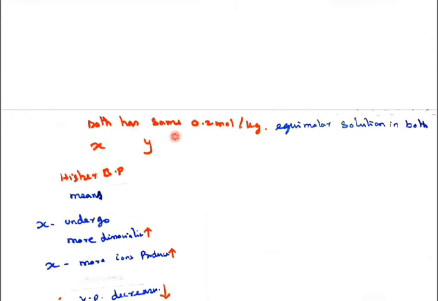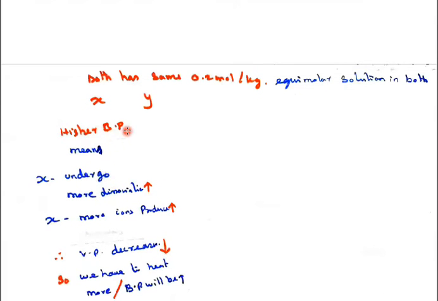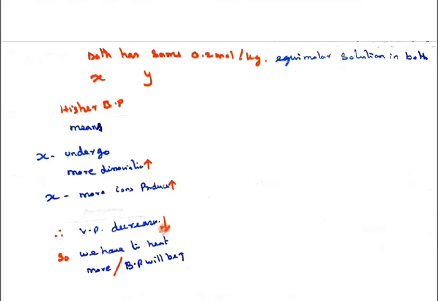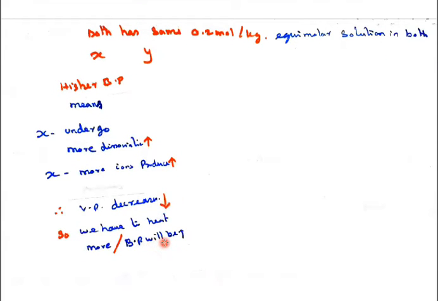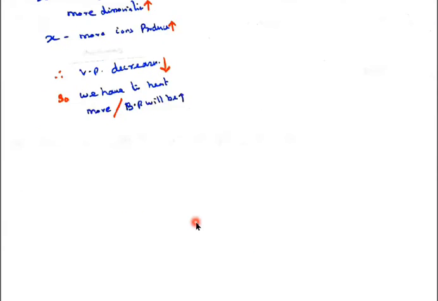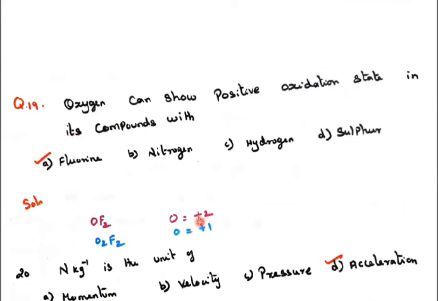Here both X and Y are 0.2 m per kg equimolar solutions. A higher boiling point means X undergoes more dissociation and more ions will be produced. So the vapor pressure decreases and the boiling point increases. So X is the dissociation reaction.